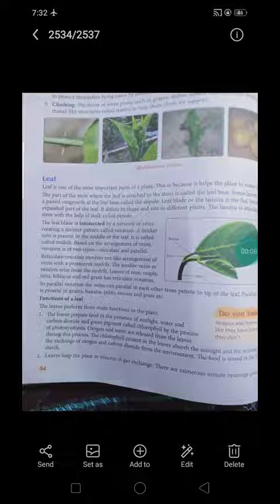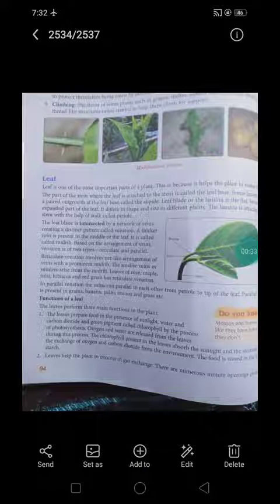Children, you know it is a very important part of the plant because it makes food for the plant. So the leaf is also called the kitchen of the plant. Children, you have seen the plant. A plant has a large number of leaves. Leaves of different plants have different shapes and sizes, but all of them have the same basic structure.